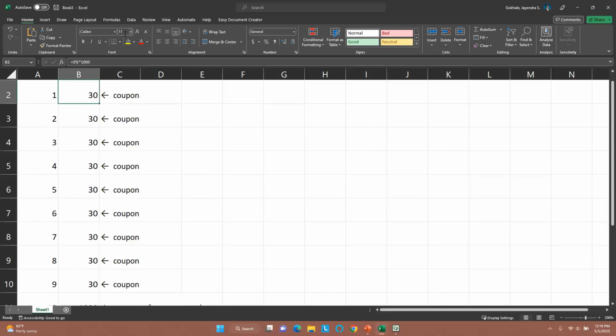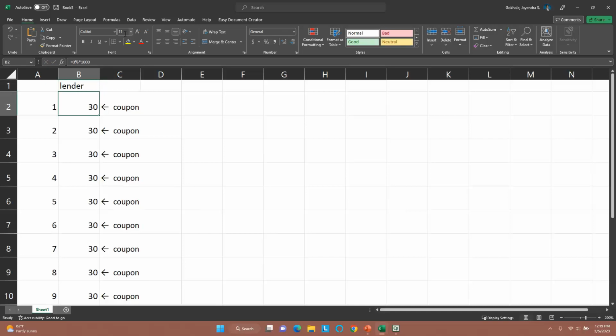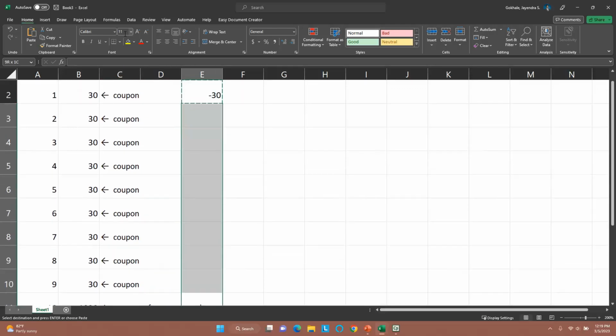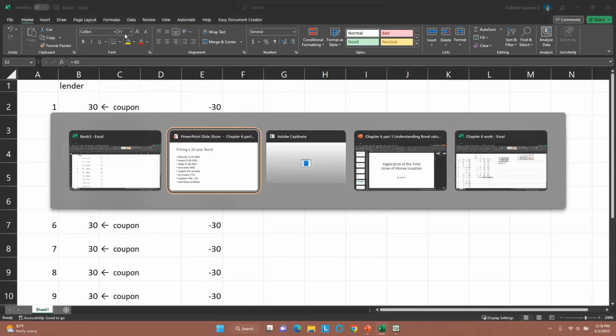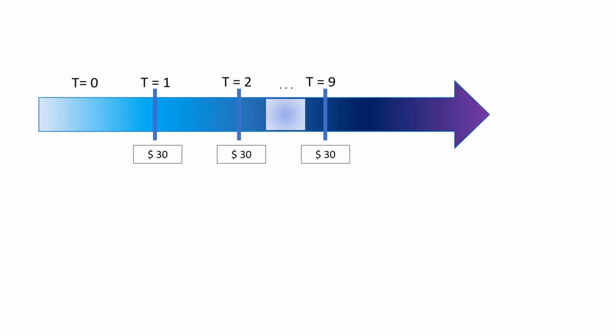Now these are all positive for a lender. For the borrower, it's going to be exactly the negative of this. So these are the coupons and the final payment. For the borrower, these are all negative because they go out from the borrower's side. In pictorial form, it looks like this. At t equals 0, the borrower receives some money. In return, the borrower pays $30 at t equals 1, $30 at t equals 2, and so on till t equals 9, $30, and then at t equals 10, the $30 as well as the $1,000 of par value or face value.